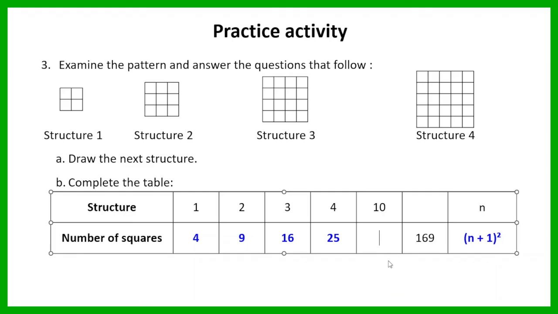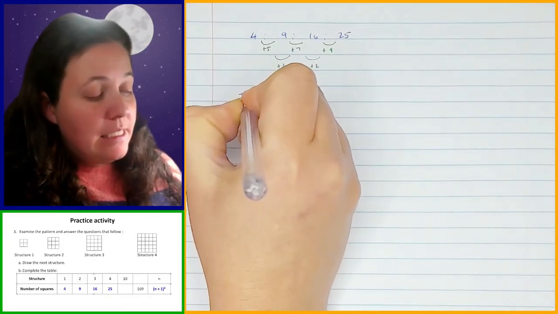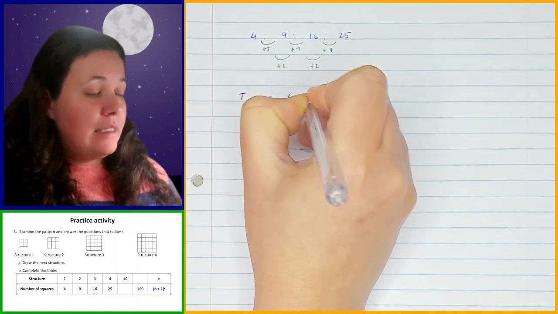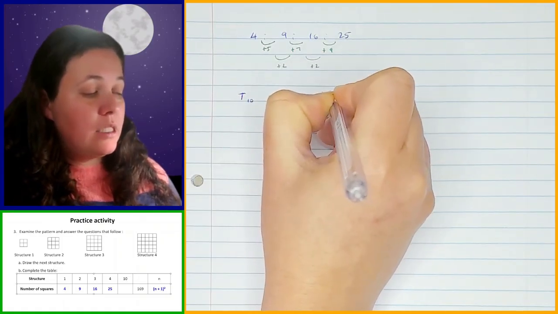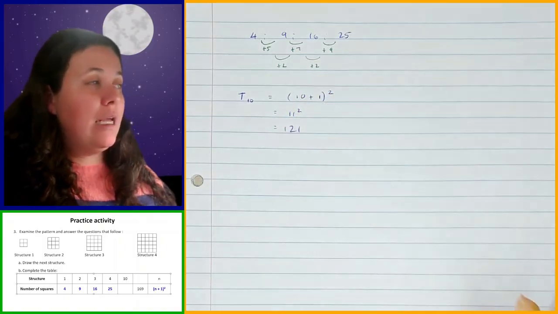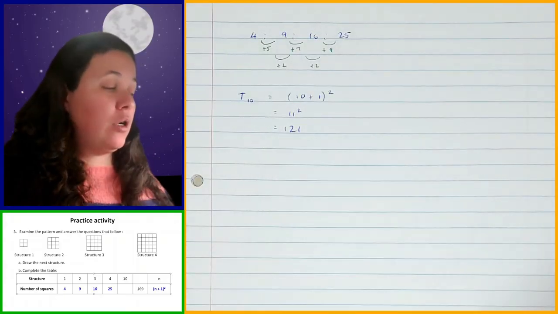Now for the 10th structure, remember we said it needs to be 11 squared. So let's have a look at how we would actually do that. T10 is (10 + 1) squared, which is 11 squared, which is 121. So our 10th structure should have 121 blocks in it.